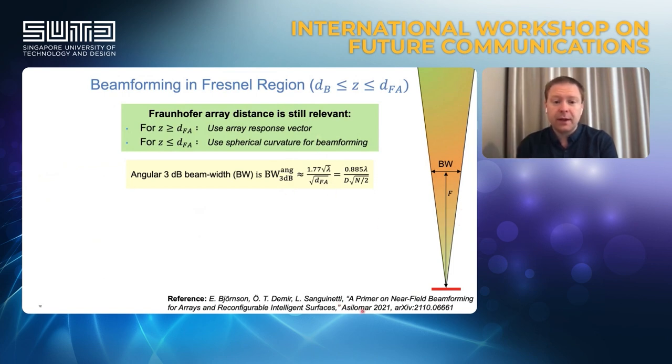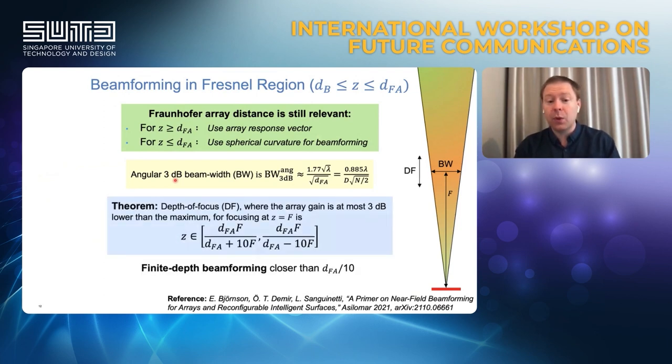The interesting thing here is that we usually talk about the 3 dB beamwidth. That is the angular window where you can be and still see the same amplification as you would get at the focus point, down by half, or 3 dB. The new thing that happens in the radiative near field is that we also have a limited depth of focus. So usually when you focus a signal at a point, the signal continues behind you. But that doesn't need to happen in the radiative near field.